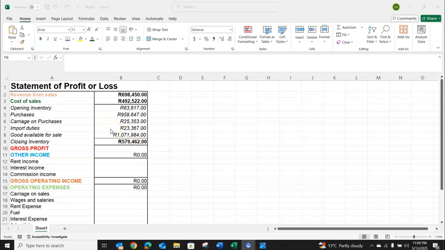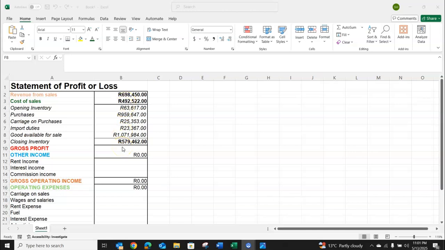So we're discussing this part here. These are your sales figures, and then these are your cost of sales figures. How did you arrive at this figure? We took our opening inventory, added our purchases, added our carriage on purchases, added our input duties, and when we add all those four figures, we arrive at 1,071,984, and then we subtract our closing inventory, and then we get to 492,522.